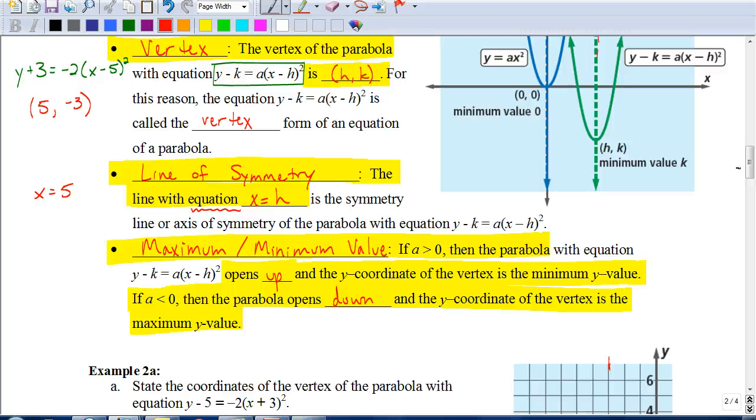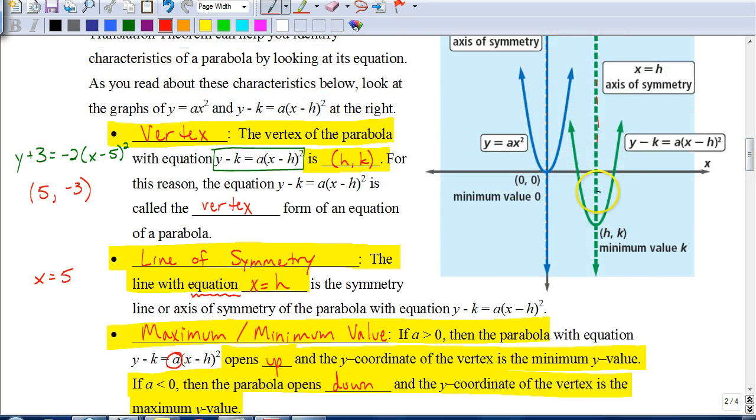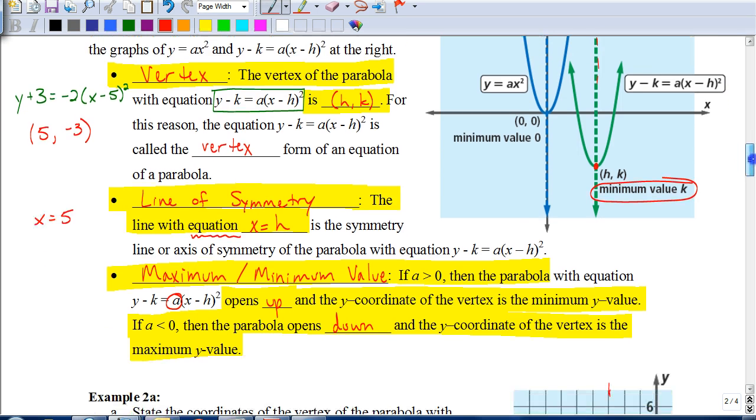So if a is positive, if a is greater than 0, a is referring to this number outside the parentheses. If that's a positive number, that means the graph is going to open up, like our two graphs over here on the right. If they open up, that means that your vertex is going to be a minimum value. So k is going to be the lowest point. It's going to be the minimum value for that equation.